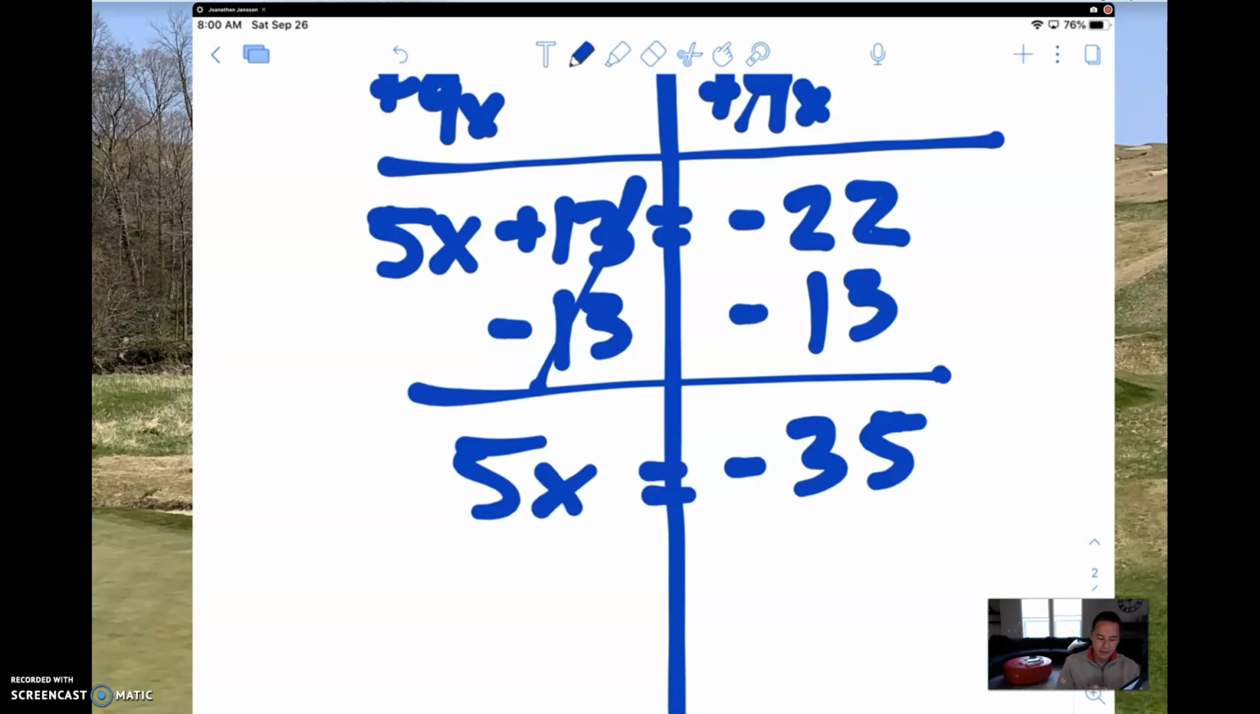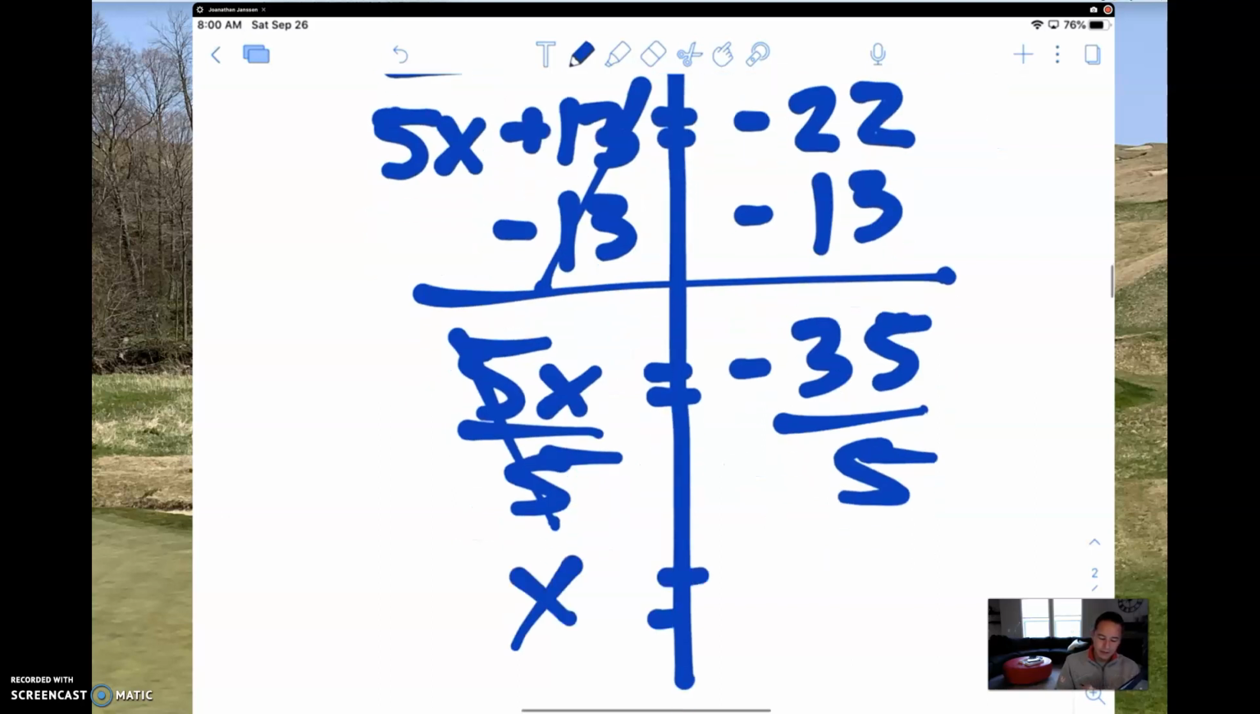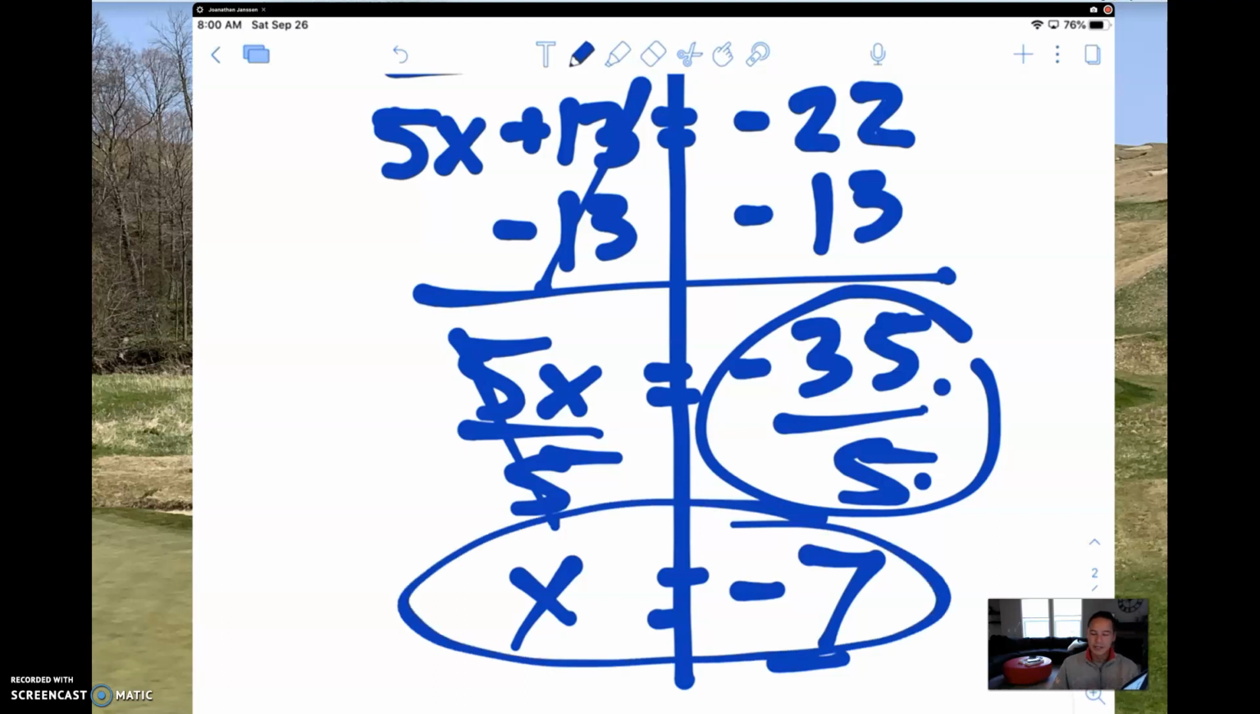And at the very end, we'll divide by 5. And we're left with x is equal to negative 7. So when you're dividing and they're different signs, so one negative and one positive, then it's going to be a negative number. So if they're different signs, your answer is negative. If they're the same signs, your answer is positive. So we get x is negative 7.